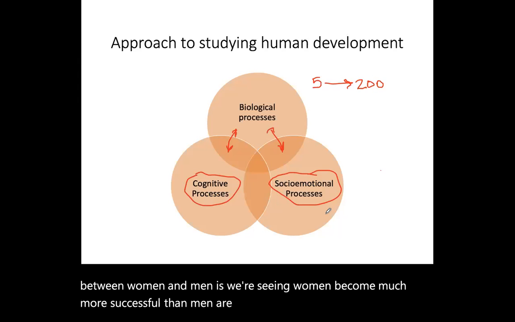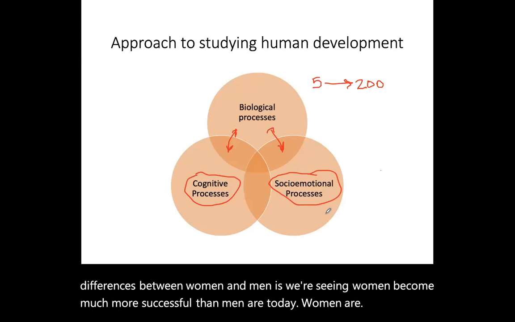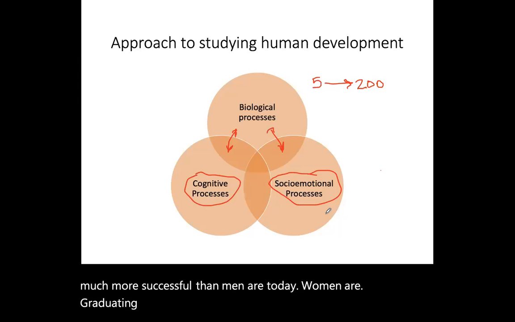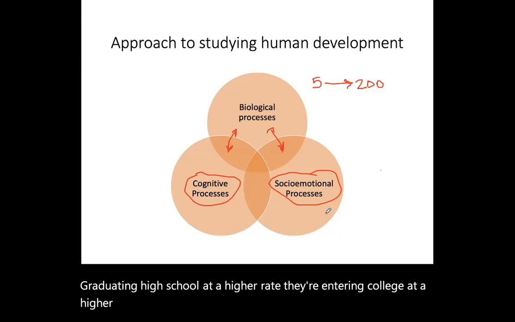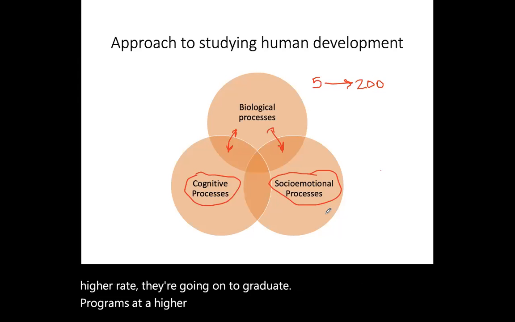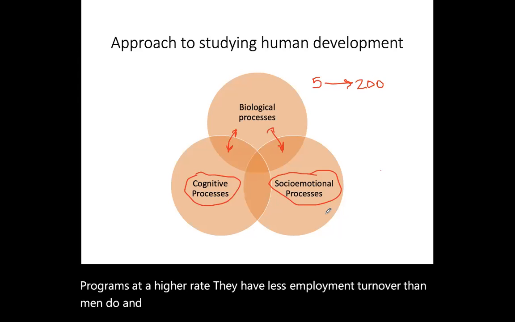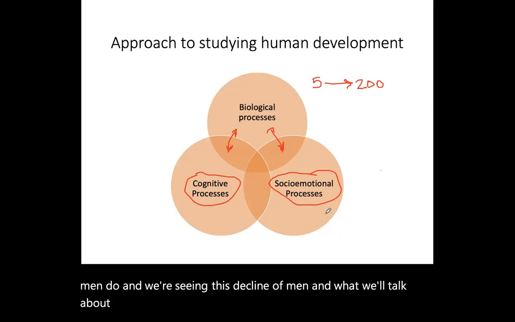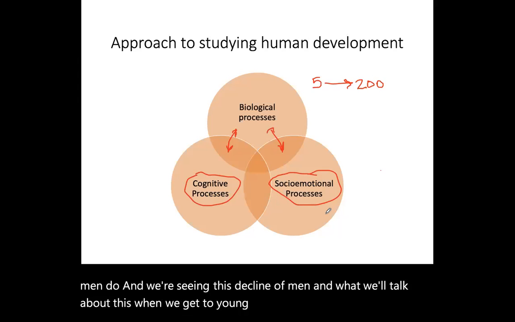is we're seeing women become much more successful than men are today. Women are graduating high school at a higher rate. They're entering college at a higher rate. They're going on to graduate programs at a higher rate. They have less employment turnover than men do. And we're seeing this decline of men. And we'll talk about this when we get to young adulthood specifically.